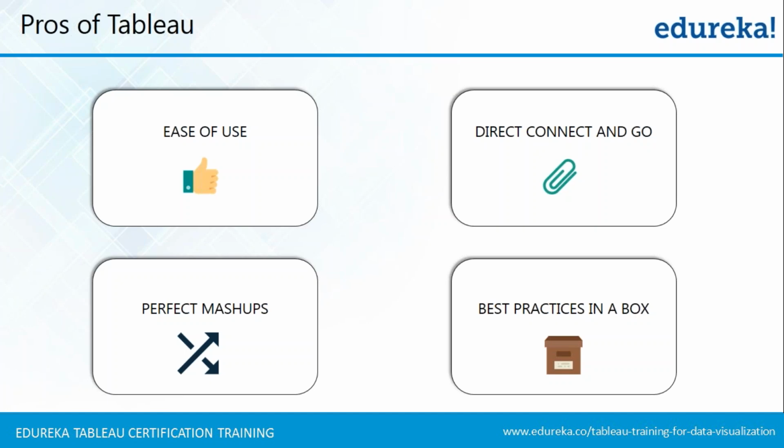So it's a direct connect and go. It means that it can connect to any kind of data source, which I already mentioned. And also you can make different kinds of connections. You can extract the data from a particular data source and make changes to it, or make visualizations out of it, or you can make a live connection with it. It is also perfect for mashups.